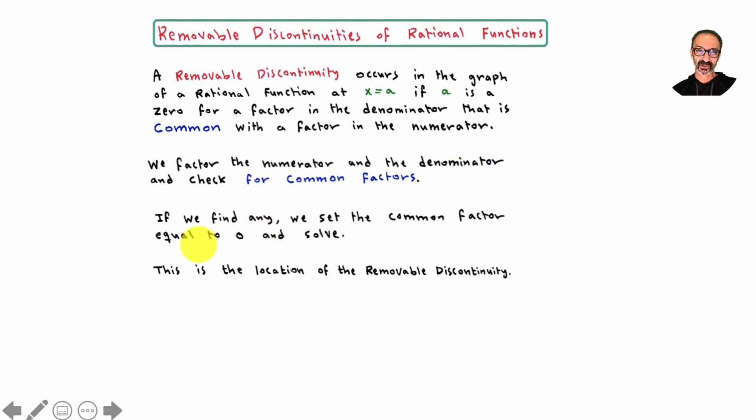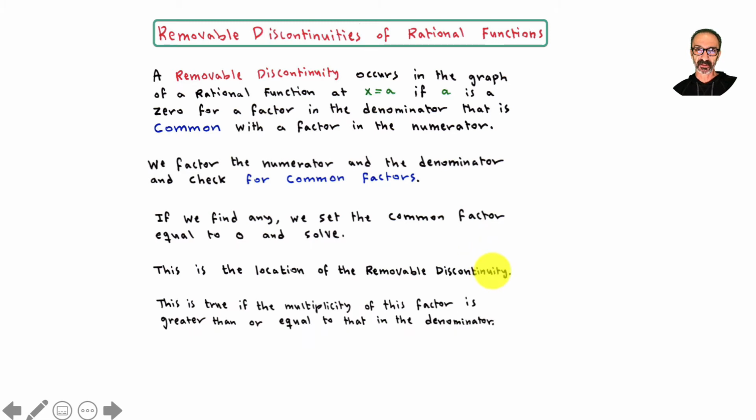This is the location of the removable discontinuity. It's more clear when you see it in examples. This is kind of still dry. I'll show you some examples in just less than a minute. This is true if the multiplicity of this factor is greater than or equal to that in the denominator.